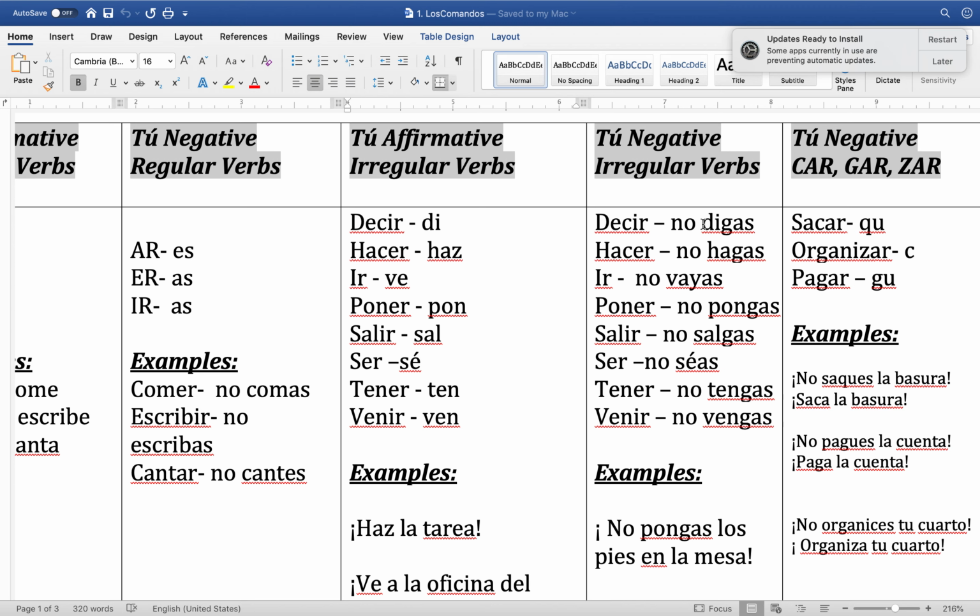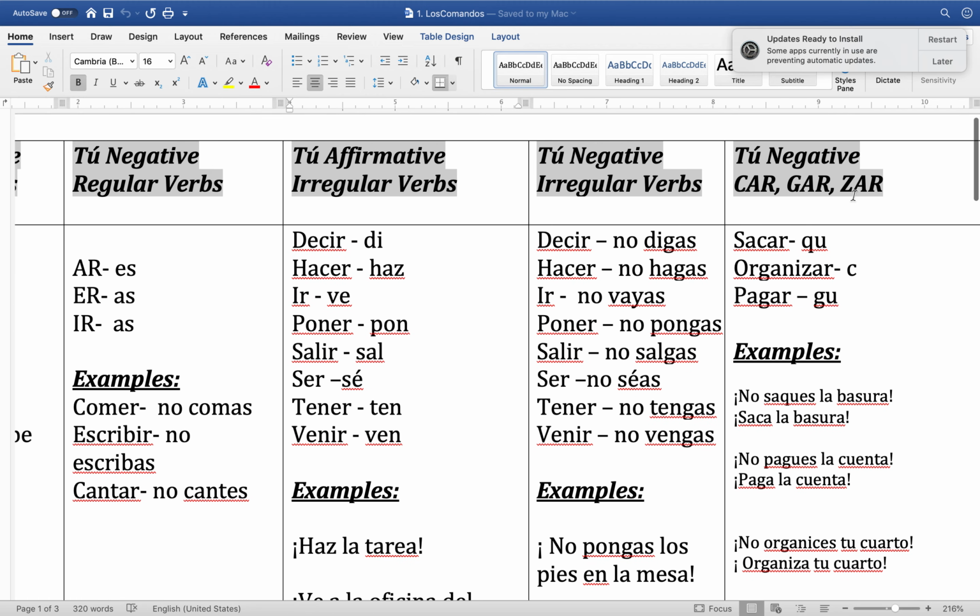when it's negative. For some of them, the go verbs, you have to keep the G. You always start with no. So what I recommend at this point is that you memorize the affirmative and the negative tú irregular verbs.